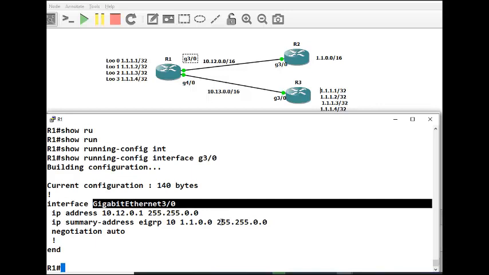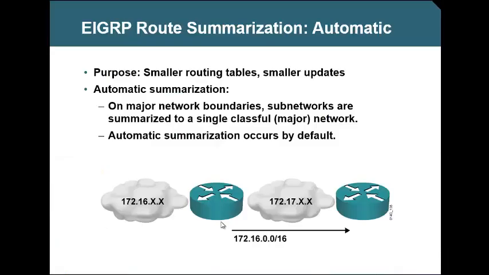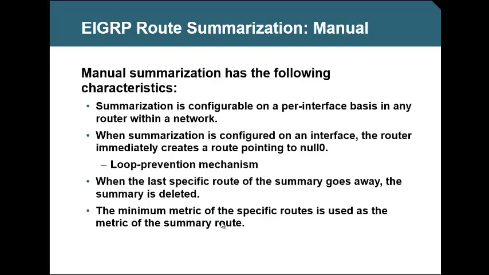Okay. So what we saw is that summarization is good. It reduces the routing table size. It also reduces the number of updates that will be sent. It improves the efficiency of our network, because the routing table is going to be smaller, the updates sent will be small, and when a small subnet goes down, no updates will be sent. As a result, the neighbors are not unnecessarily disturbed. That improves the efficiency of our network. And manual summarization is per interface.